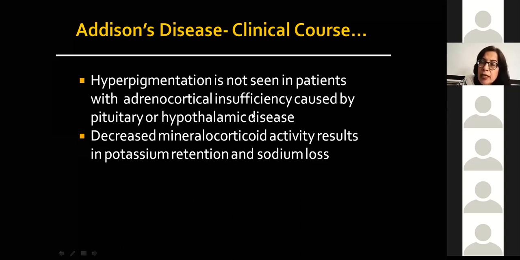So, hyperpigmentation is not seen in patients with adrenocortical insufficiency caused by pituitary or hypothalamic disease. If there is a pituitary or hypothalamic disease, there is less ACTH already. So, if there is less ACTH, there is no hyperpigmentation.